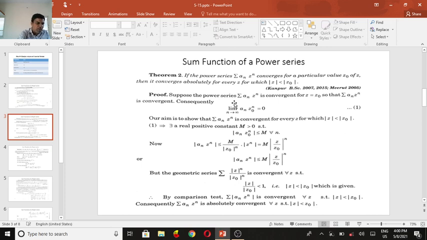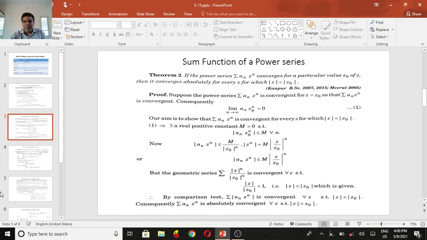That is, we say |an z^n| ≤ (M / |z0|^n) |z|^n. This implies |an z^n| ≤ M (|z| / |z0|)^n. So we can say |an z^n| ≤ M times (z / z0) whole power n.